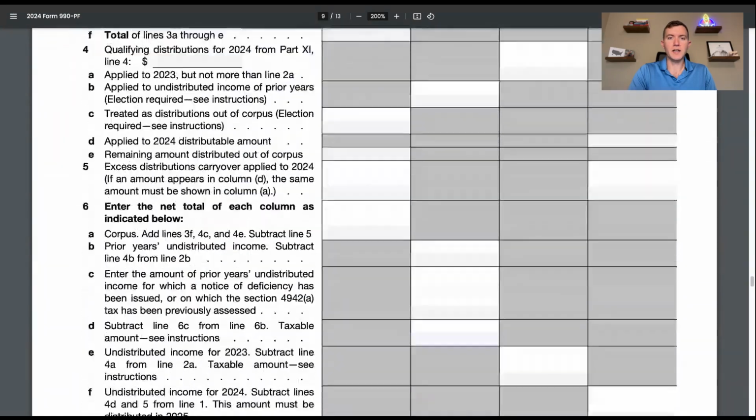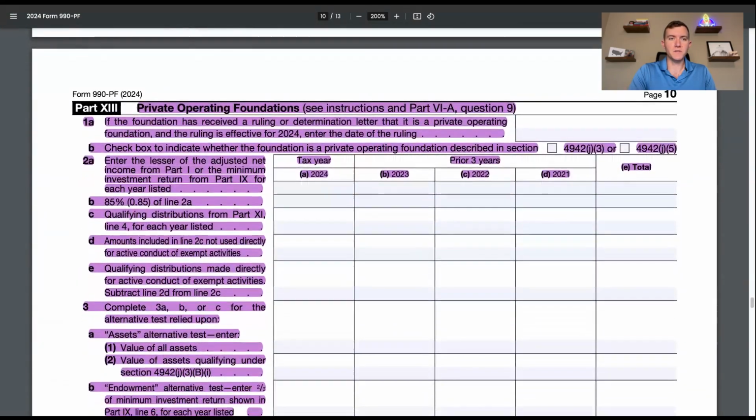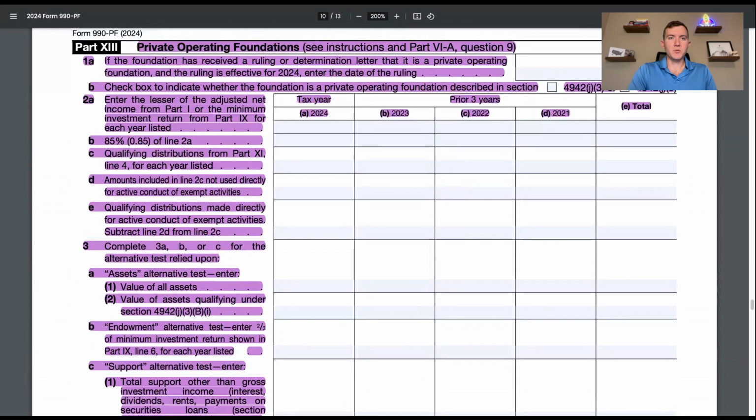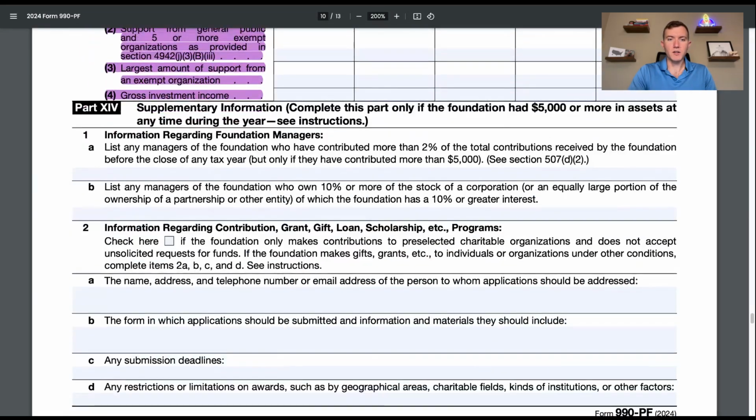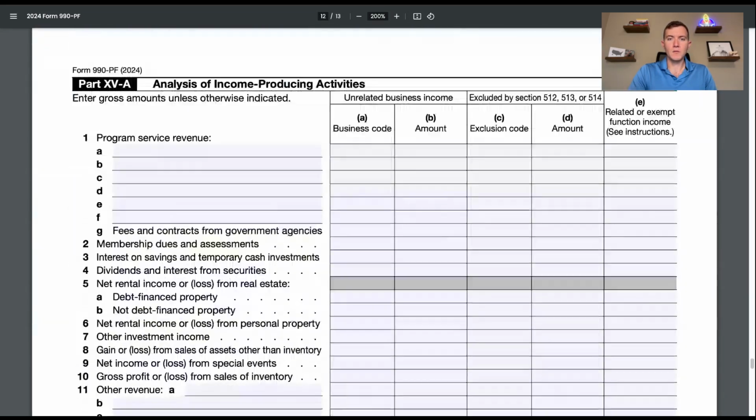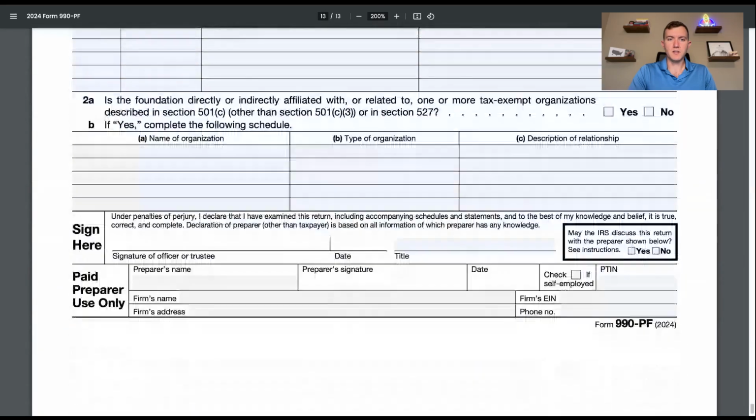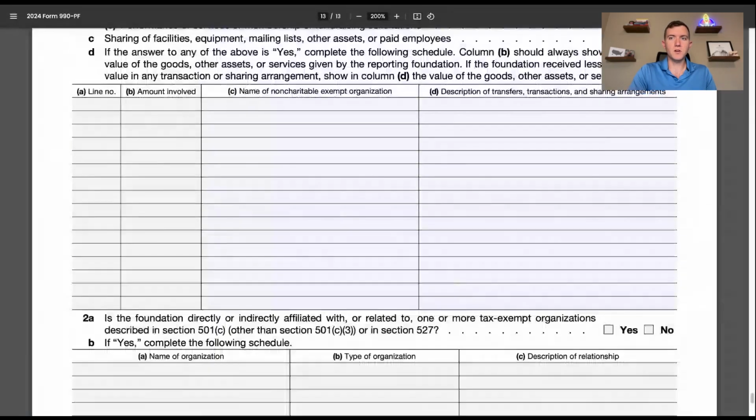It's part of the reason why I highly recommend that you have a professional fill this out. This section, the private operating foundation, again, the difference between a non-operating and an operating foundation is that a non-operating foundation is not going to be doing its own charitable programming, whereas the operating foundation would be like a museum or some sort of shelter. So this section would not be required. But everything else needs to be filled out. And this doesn't even include all the schedules.